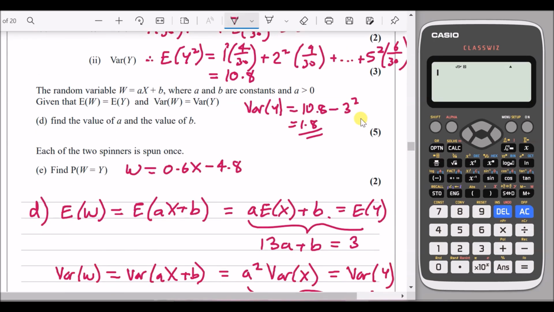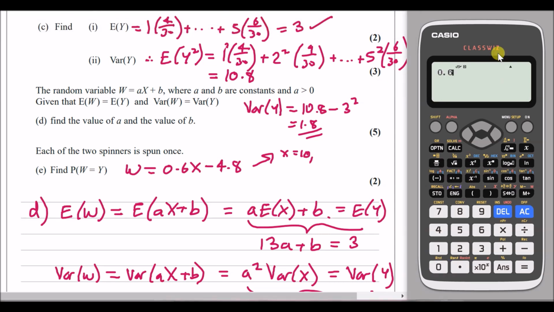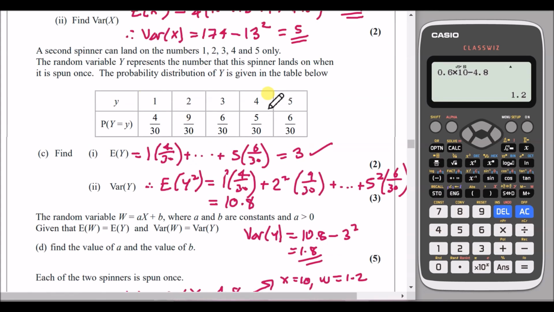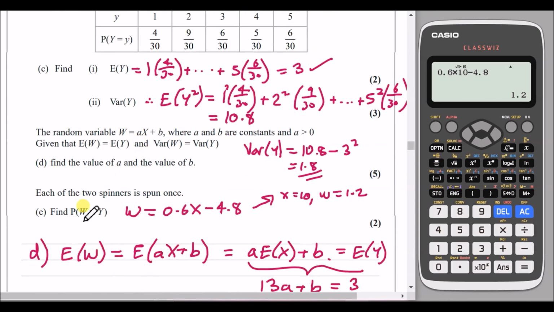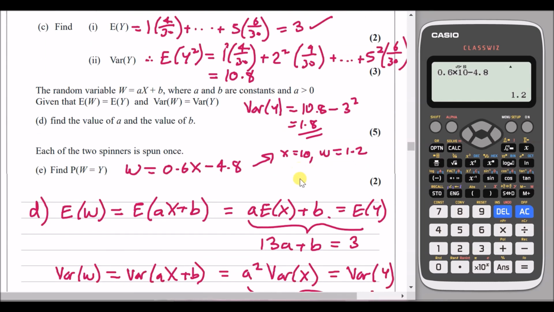When we plug in, let's say, x equals 10, W is, well, let's just do it on a calculator. It will be 0.6 times 10 minus 4.8. It's going to give us, what's that, 1.2? W equals 1.2. So when x equals 10, W equals 1.2. There is no 1.2 in this table, so if that was the case, that would equal 0. Probability would not be possible. Let's do it again for x equals 12.